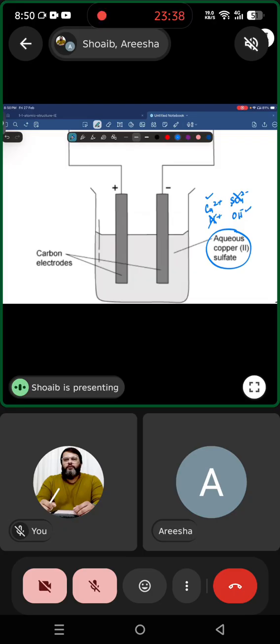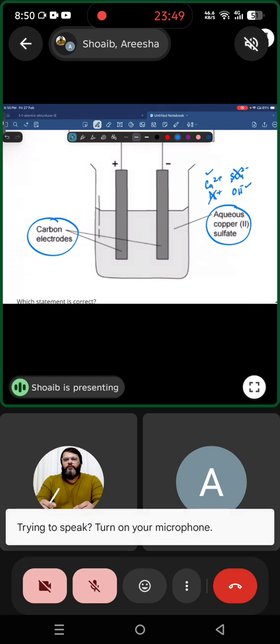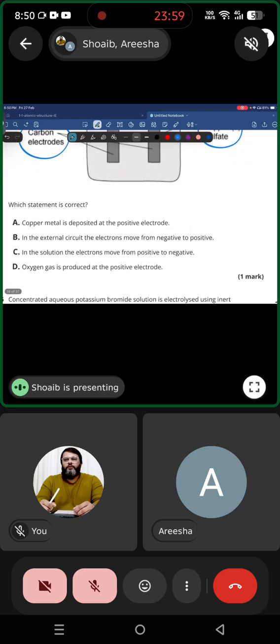Got it? As we are using carbon electrodes here. If the carbon electrodes are not used, if we use copper electrodes, then the scenario will be different. The anode will be used up and the cathode will increase. The question will come and we will discuss in that question. So the copper metal is deposited at the positive electrode? No, copper metal will deposit at the negative electrode. In the external circuit, the electrons move from negative to positive.